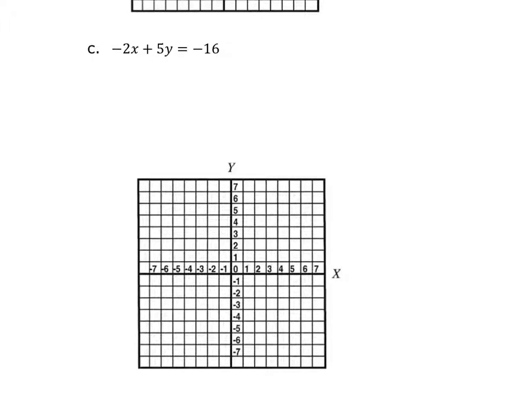Actually, I will start this one and get it to the right form and then I'll let you finish. So this is in standard form. It's not the easiest way to graph it. So what we'll want to do is solve for y. We want to put it in y equals mx plus b. So the first thing I'm going to do is move this 2x to the other side of the equal sign. So I'm going to add 2x to both sides.